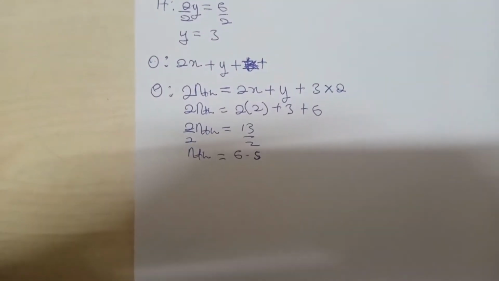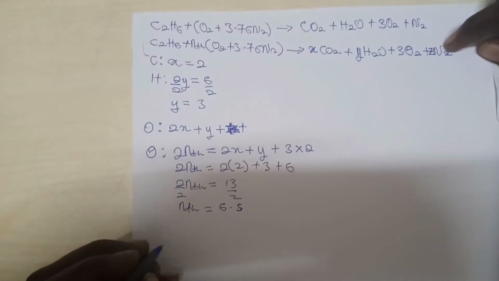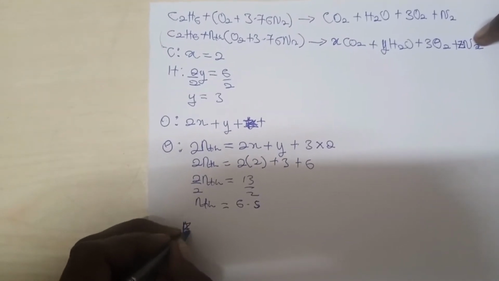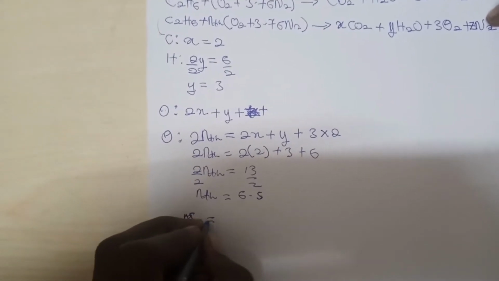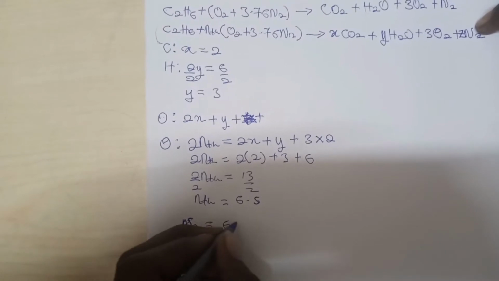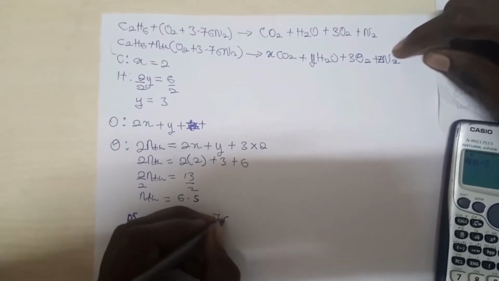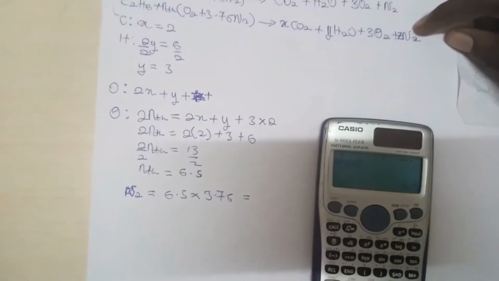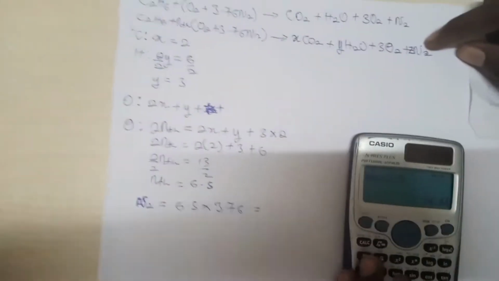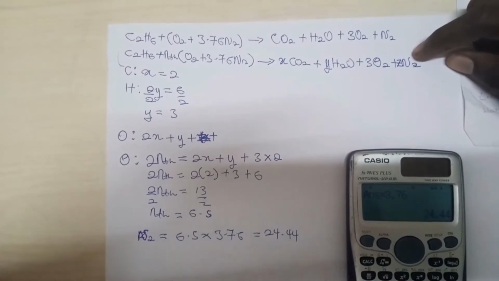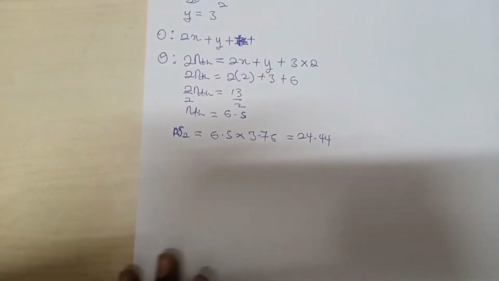Now we have to look for the Z. So the Z, the N2, we know that the oxygen is this, so the N2 equal to this oxygen here, 6.5 times 3.76, equal to 24.44. Now we have finished balancing the equation.